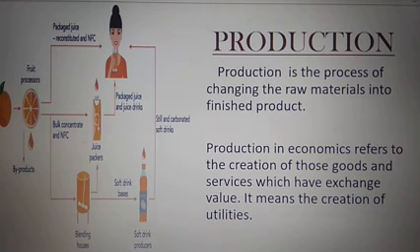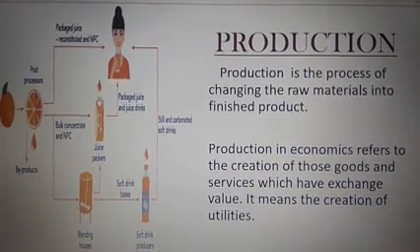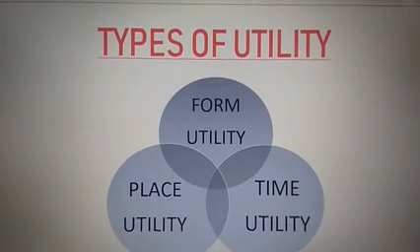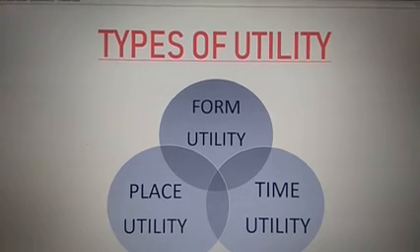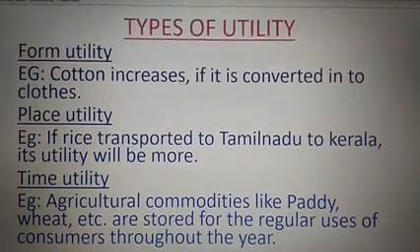Next, there are three types of utility: form utility, place utility, time utility. We can see the first one, form utility. If the physical form of a commodity is changed, its utility may increase. For example, the utility of cotton increases if it is converted into cloth.